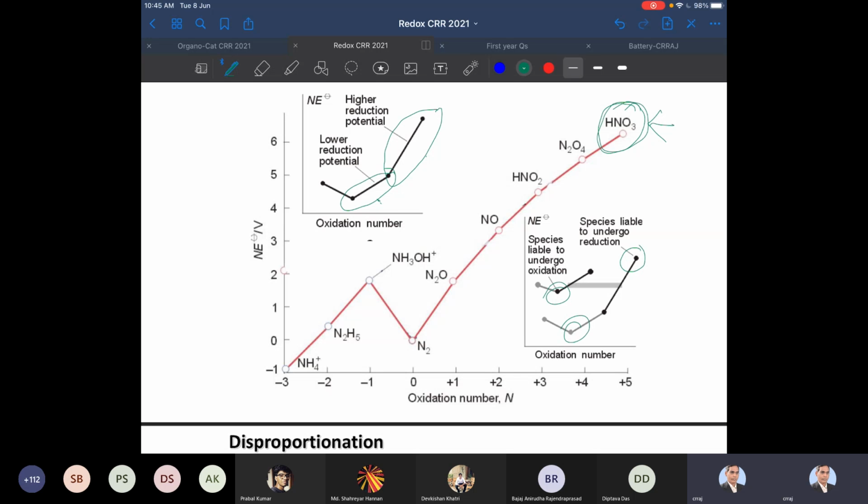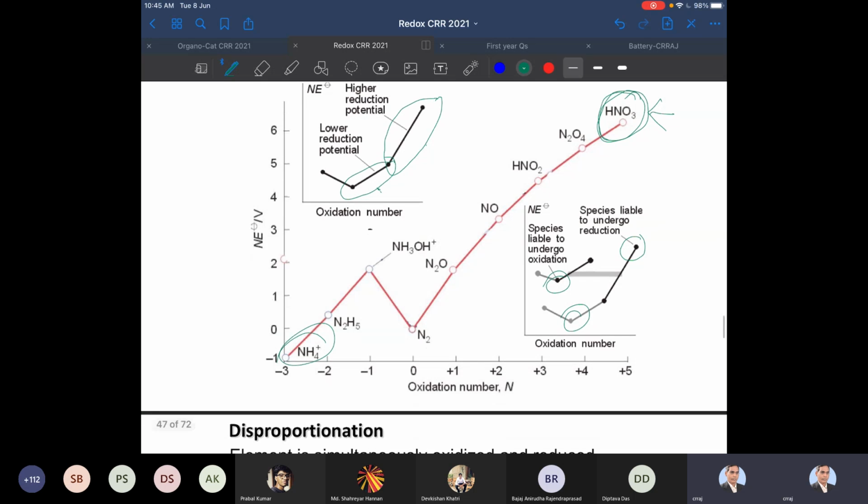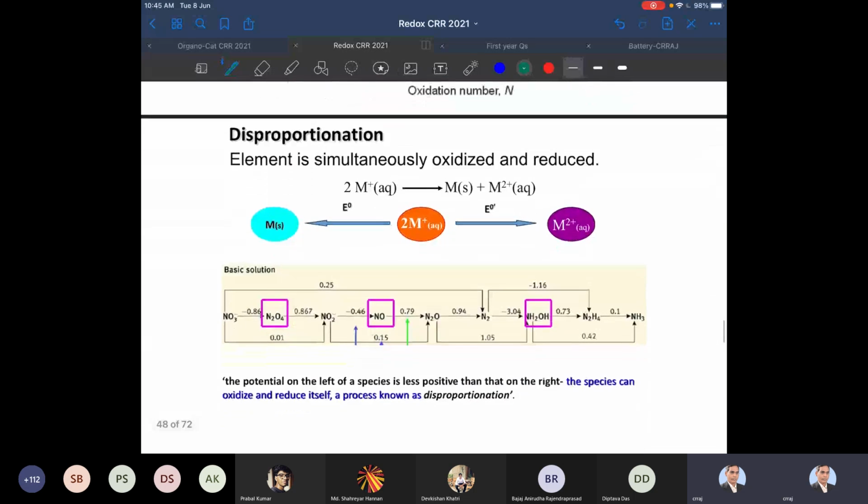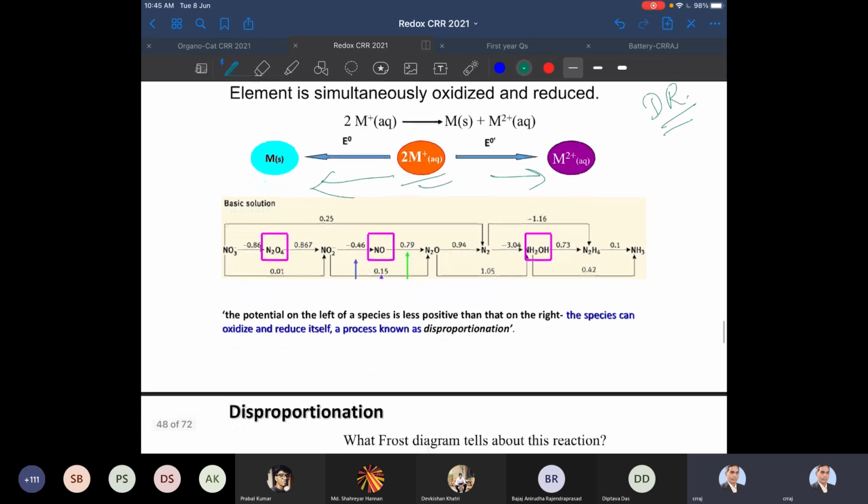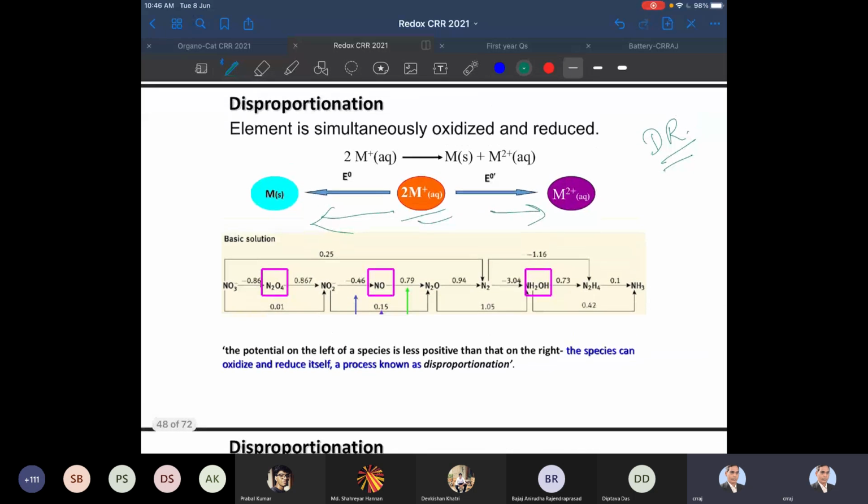Now, overall, I look at this one. This species HNO3 is liable to undergo reduction. On the other hand, the species lying at the bottom is liable to undergo oxidation. Now, again the same diagram that I have shown, the disproportionation reaction: M plus undergoes reduction and oxidation. What we said in yesterday's class, whenever the left hand side potential is less with respect to the right hand side potential, the species lying in the middle will undergo disproportionation reaction.